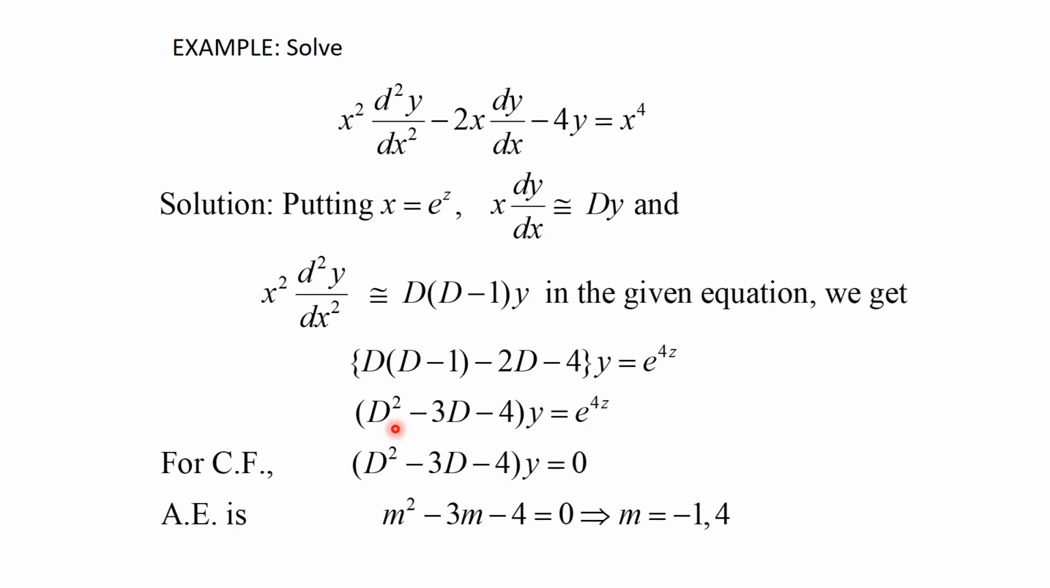The solution of this equation is y = complementary function plus particular integral. Firstly, we have to find the complementary function. For the complementary function, assume the function e^(4z) equals 0. Now find the auxiliary equation by replacing capital D by m and y by 1. The auxiliary equation is m^2 - 3m - 4 = 0. Therefore the roots are -1 and 4. Both roots are real and distinct.